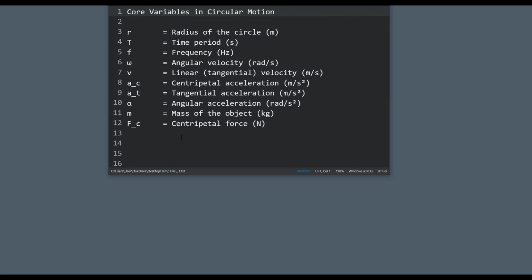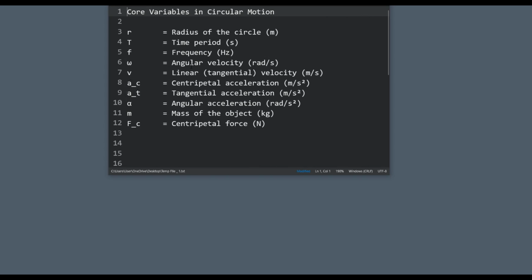So let's recall some of the core variables in circular motion. We have the radius, the time period, that is the time for one round around the circle. Then we have frequency, then angular velocity, that is the rate at which an angle is covered. The SI unit is radians per second.